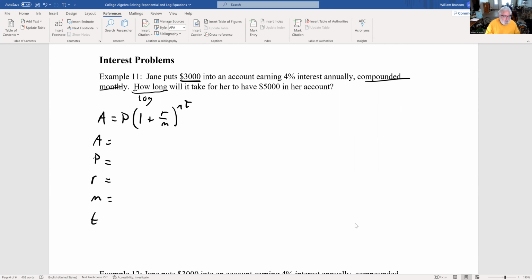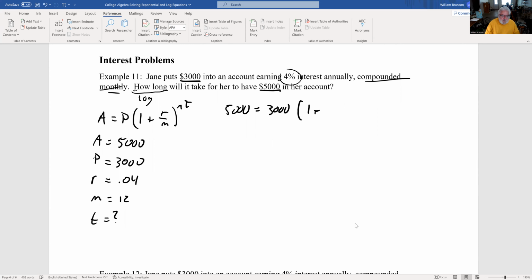$3,000 was put into the account. That's how much she's saving, and so that's her principal. We want to know when there'll be 5,000, so that's sometime in the future. Interest rate is 4%. It's compounded monthly. That's 12 times a year. And T, we don't know what T is. That's what we're trying to find. Plug everything in, you get 5,000 equals 3,000 times (1 plus 0.04 over 12) to the 12t.